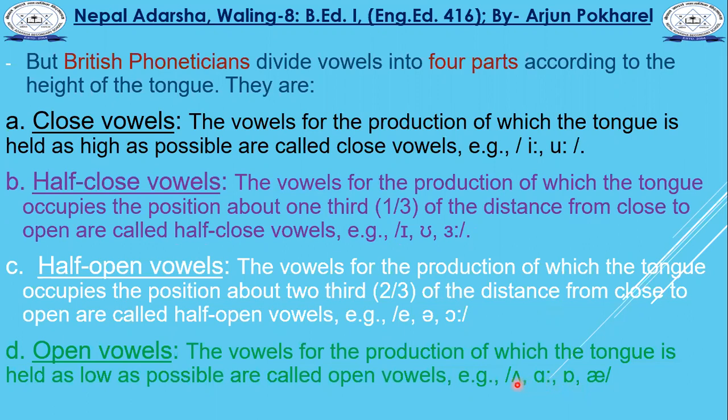These are four different open vowels, and open vowels and low vowels are the same. Here we have four, here we have three: four plus three, seven. Seven plus three, 10, and 10 plus 2, 12. These 12 monophthongs are classified according to British phoneticians as closed vowels, half closed vowels, half open vowels, and open vowels.